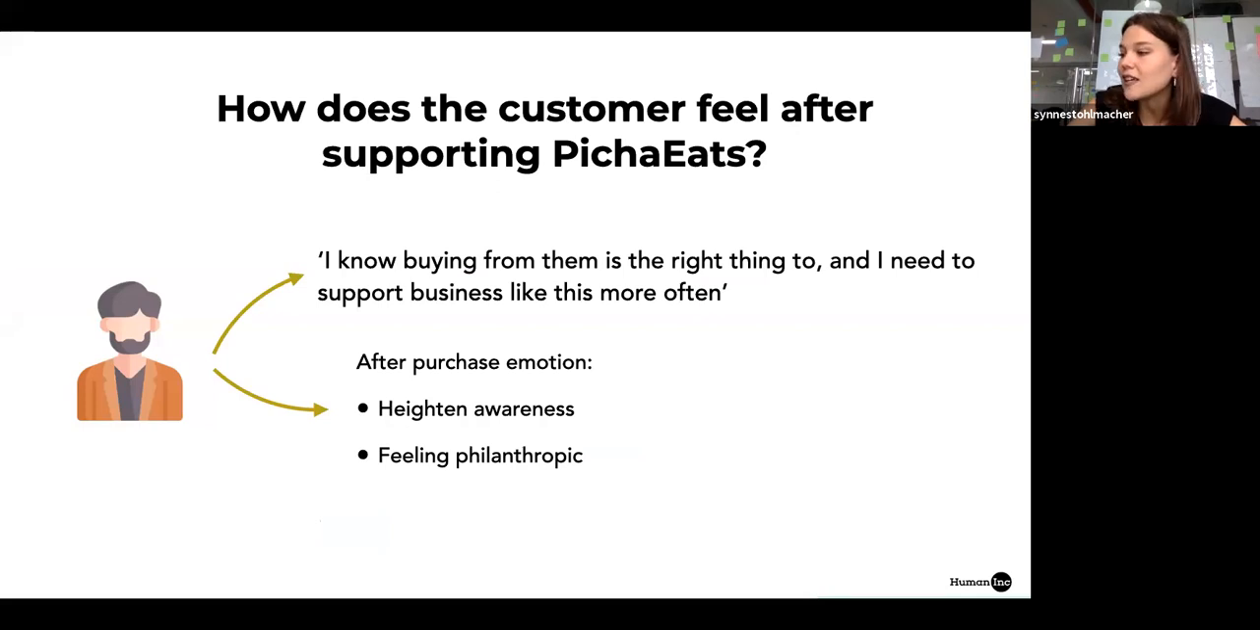So how do you feel after you have supported Pizza Eat? Buying from them is the right thing to do, and I need to support businesses like this more often. So after purchases, you can maybe have a heightened awareness, and you might even feel philanthropic. In Human Inc., we try to support Pizza Eats when we have different events, because it's very much aligned with our brand value of bringing more humanity to business.